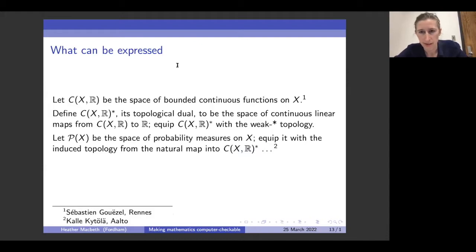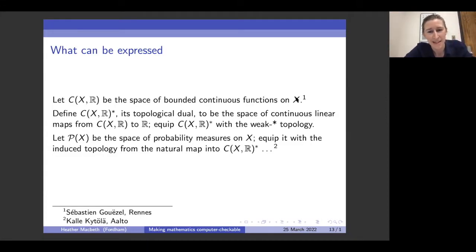Here's something that I saw Kalle, who is a probabilist in Finland, expressing a few months ago. You can say, let X be a topological space, consider the space of bounded continuous functions from that space into the real numbers. You can make this naturally into a Banach space. That was done by Sebastien Gouezel and Ren. You can take its topological dual, that's the space of continuous maps from that Banach space into the real numbers. You can put the weak star topology on it.